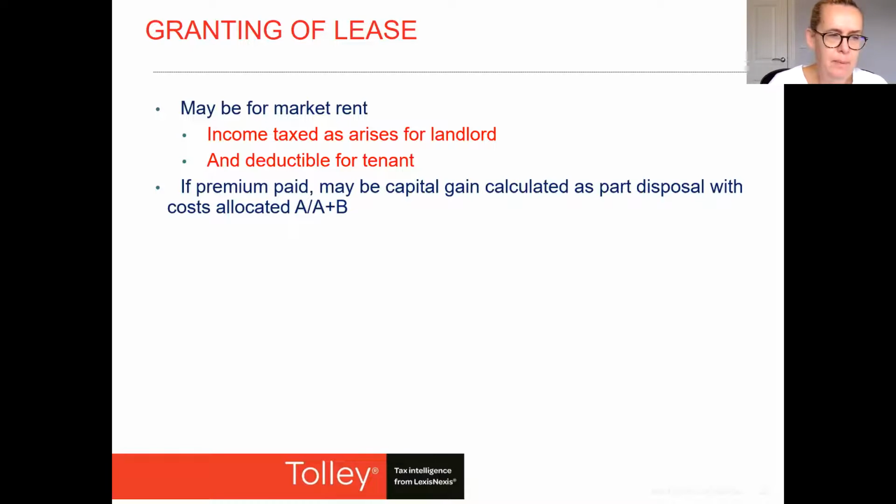Basically, there are potential capital gains implications if there is a premium paid. It's a part disposal, and when we have part disposals, if we go back to the basics of capital gains tax, we allocate the costs on an A over A plus B basis, where A is the amount of the premium and B is the reversionary interest, so the value of the interest that the individual continues to hold. So if you granted someone a 125-year lease, you look at the premium being paid, and then you would calculate any capital gain using that formula, using the base cost of the property, and then you would just have the capital gain.